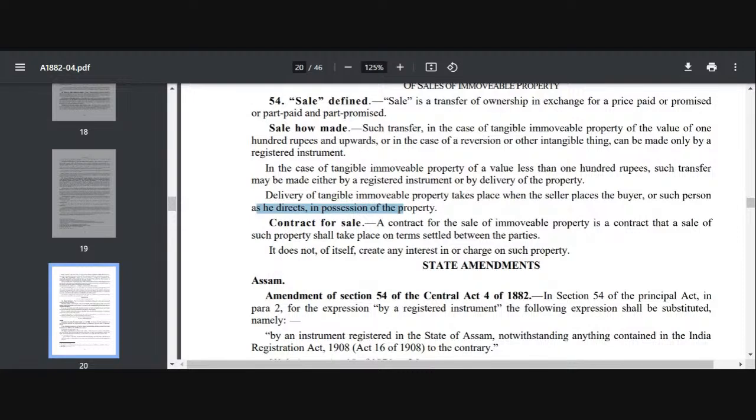Delivery of tangible immovable property takes place when the seller places the buyer or such person as he directs in possession of the property. Now there is a definition for contract for sale also, which is a contract that the sale of such property shall take place on the terms and conditions between the parties. Okay, so contract for sale is also defined here. Then you will just read about the distinction between sale and contract of sale.